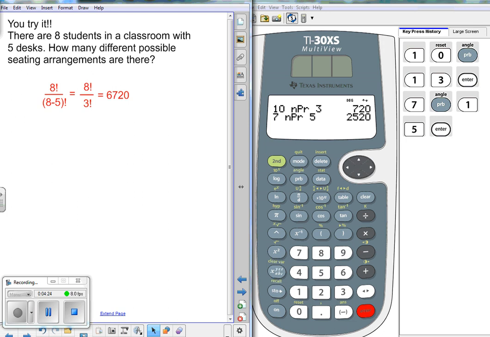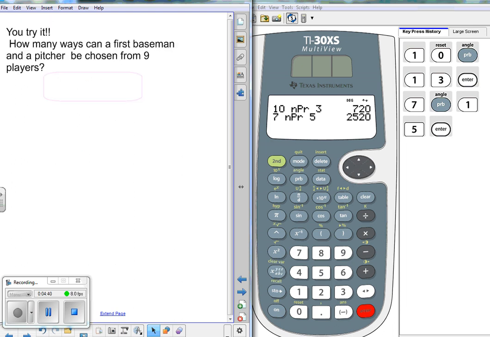You don't need that work. You should have had 8P5, which gives you 6,720, I would say, arrangements for this one as well. First baseman and a pitcher from 9 players means that you're going to do 9P2, which is 72 ways.